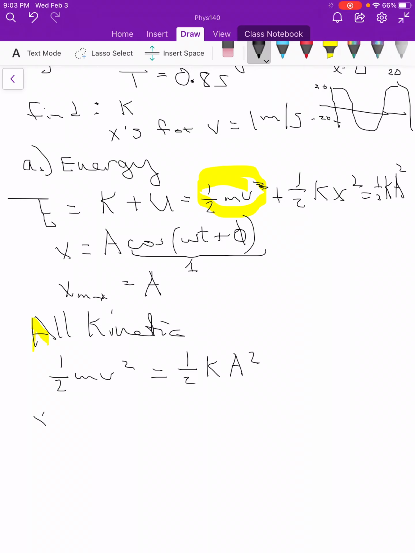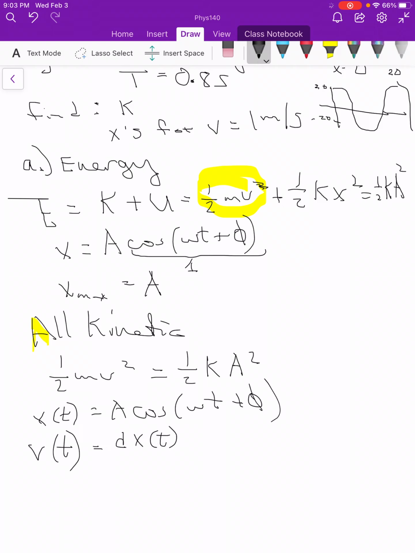Well, if we know that x of t is equal to A cosine(omega t plus phi), then if we want to find the velocity, it's just the derivative of the position. So that's just dx(t)/dt. When I take the derivative of x, I'm going to have A, the derivative of cosine is sine, and then I take the derivative of the argument. So the derivative of omega t is just omega. So I can plug that in.